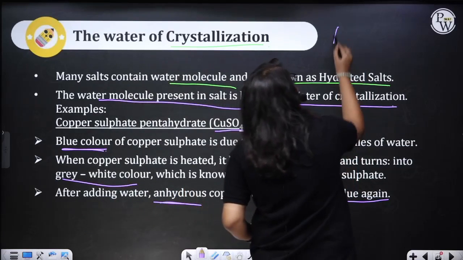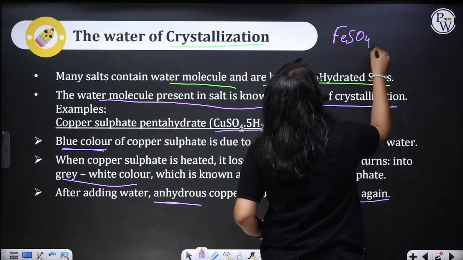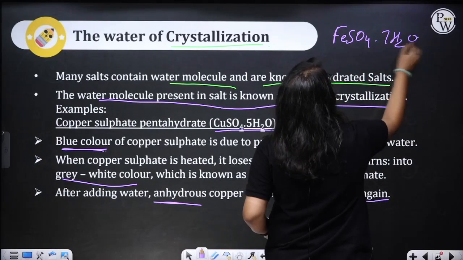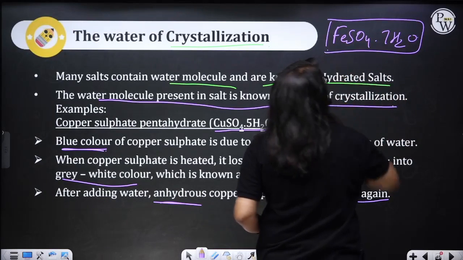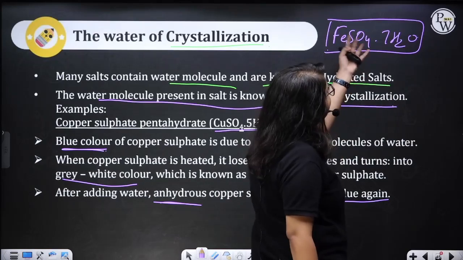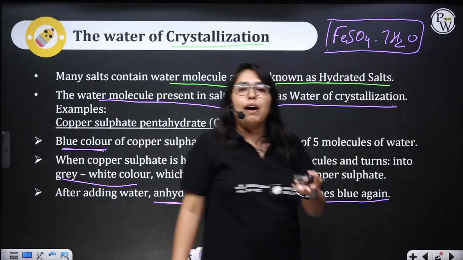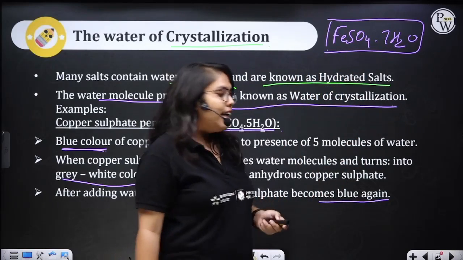Another example is ferrous sulfate, FeSO4 dot 7H2O. It has a beautiful green color. However, when subjected to heating, this water is evaporated and it loses its green color.